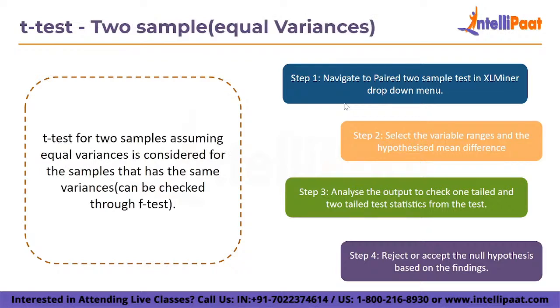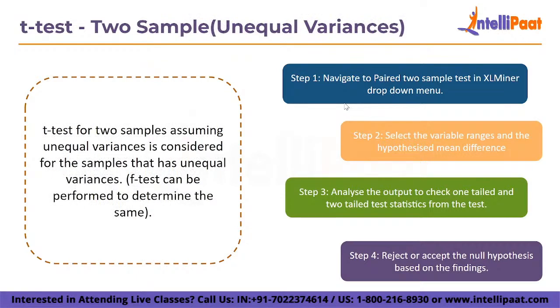Now coming to the two sample t-test, which assumes equal variances, you navigate to the paired two samples with Excel Miner, and then you select the ranges with the hypothesized mean difference, and the entire procedure is the same. You just get the different test statistics and the output where you will basically have to analyze a few things, because you have assumed equal variances. Then the other option is unequal variances.